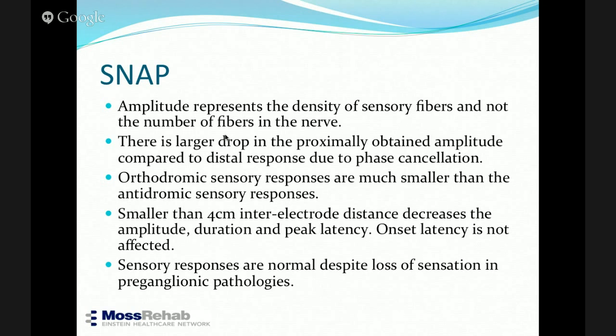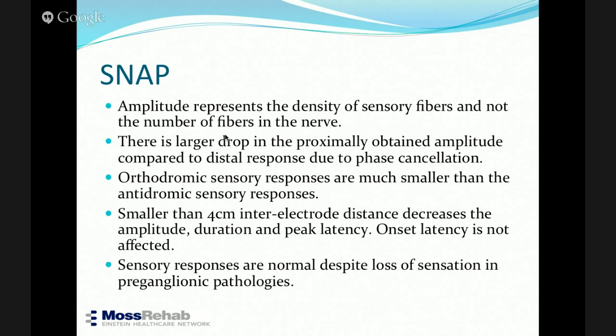Now, the last point is an important point. Sensory responses are normal despite loss of sensation in patients who have got preganglionic pathologies. What are preganglionic pathologies? Anything which is proximal to the dorsal root ganglia is called preganglionic pathology. The dorsal root ganglia is at the neural foraminal level, right? You remember your anatomy. So if you have a root pathology, you would have loss of sensation, because you have loss of transmission of the sensory stimulus from there to the brain. Your brain does not perceive the sensation, so you have loss of sensation.